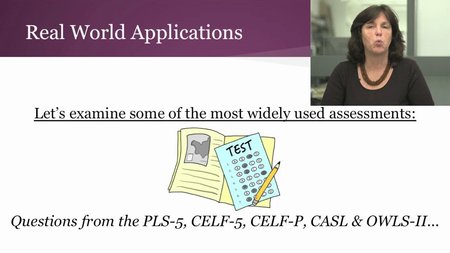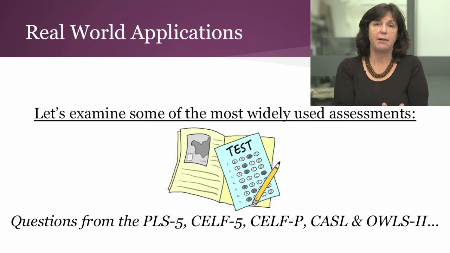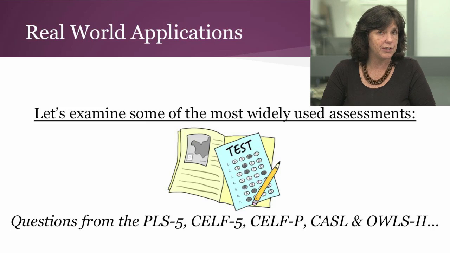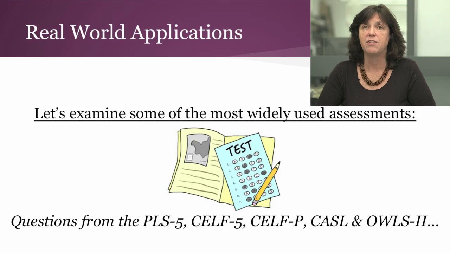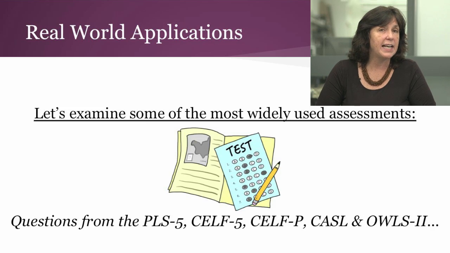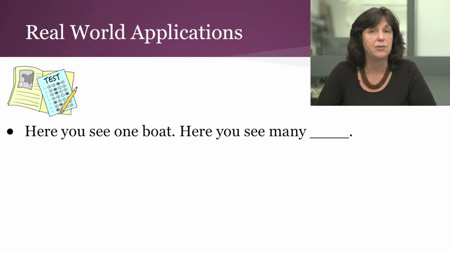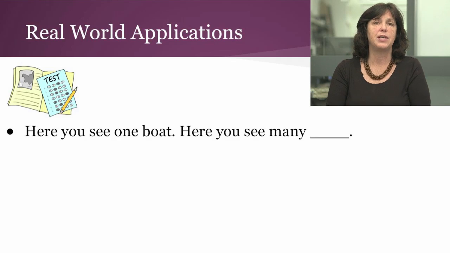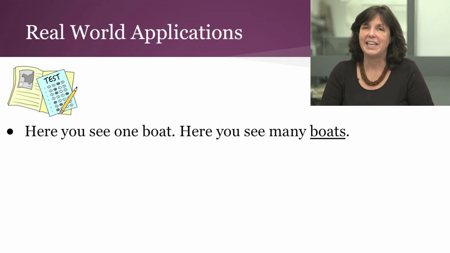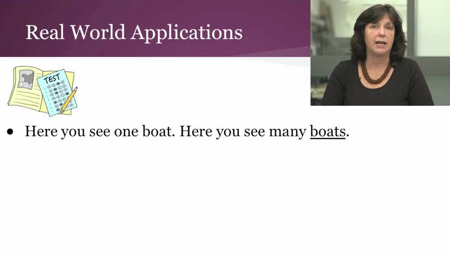Let's examine some of the most widely used assessments and see how accurate they are at differentiating language disorder from language difference. We'll take a close look at questions from tests like the PLS-5, the SELF-5, the SELF-P, the CASEL, and the OWLS 2. Here's a question straight from a commonly used language assessment. Here you see one boat. Here you see many boats. Can you think of a reason why this might be an inappropriate question for assessing the language of children who don't speak standard American English dialect?